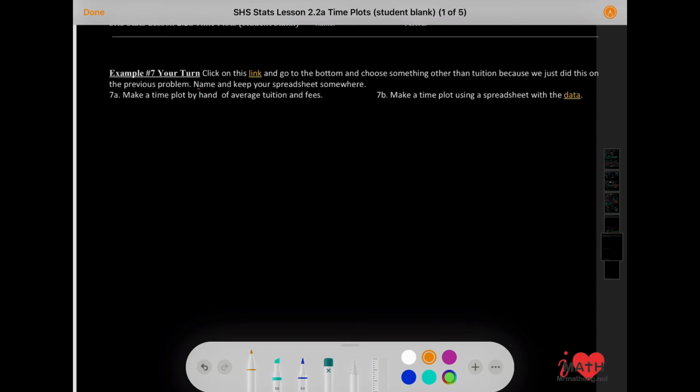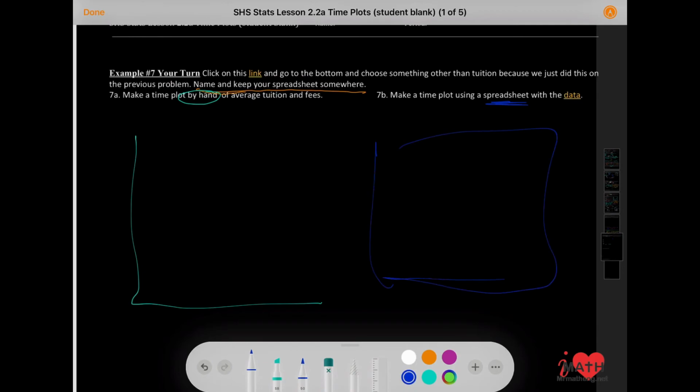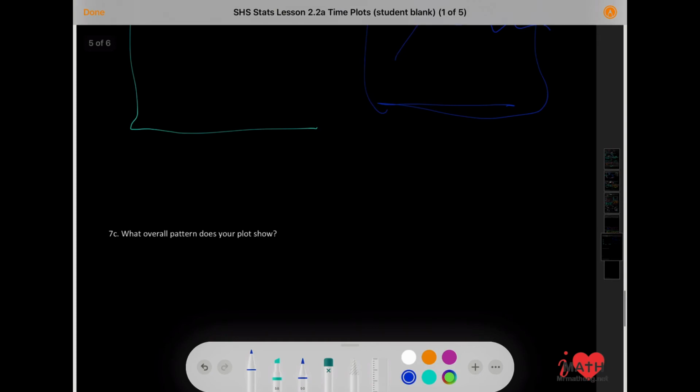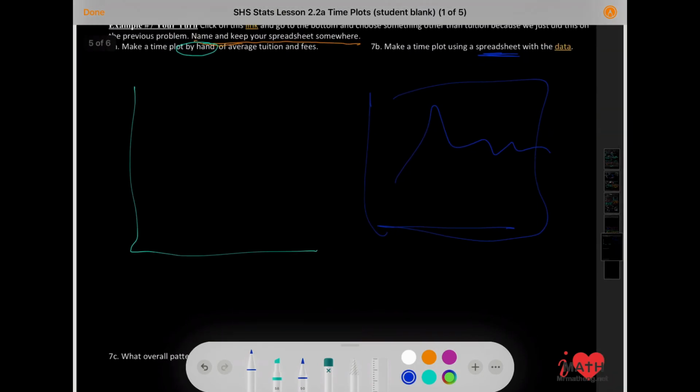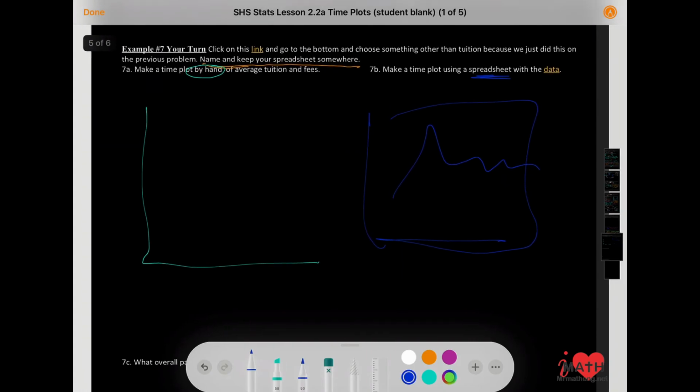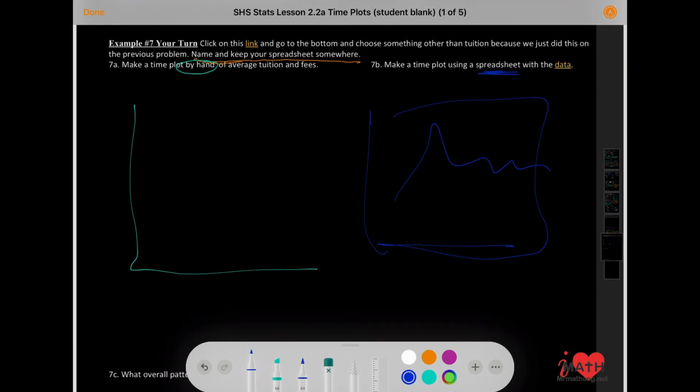And it tells you to name and keep your spreadsheet somewhere. And you'll do the same thing. Can you calculate this one by hand, draw it, this one by spreadsheet, so you can paste a picture here, something like that, and then down here, the overall patterns you see. Because there's a couple of options, I won't be showing you any solutions. What you create will be your solution. So that's it for the lesson. See you guys.